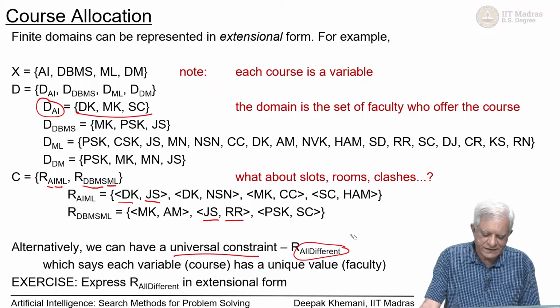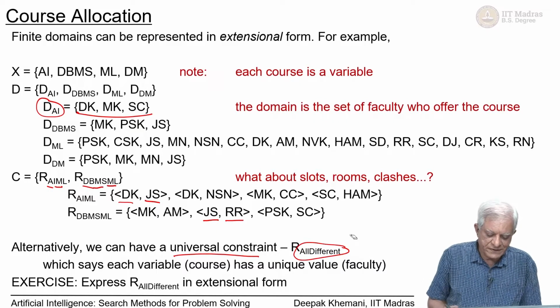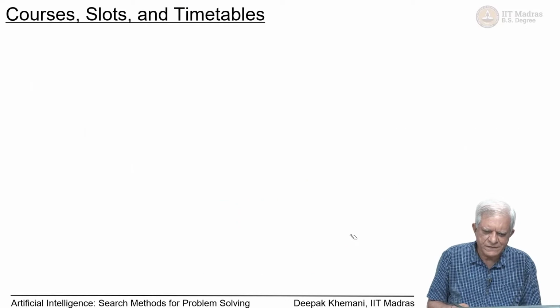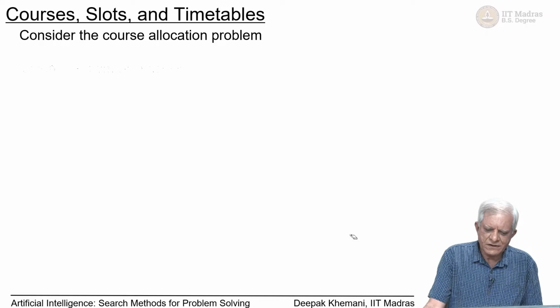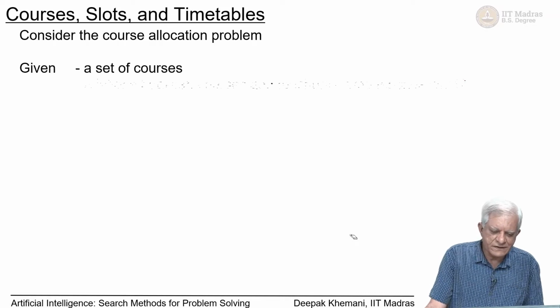So, as an exercise, I will ask you to represent the all different relation in extensional form, let us say for these 4 variables. So, coming to courses, slots and timetables. So, look at the course allocation problem that one faces.